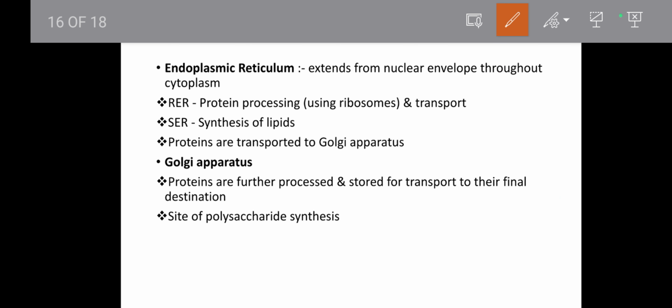Endoplasmic reticulum. It extends from nuclear envelope throughout cytoplasm. It contains rough and smooth endoplasmic reticulum. RER, that is rough endoplasmic reticulum, is involved in protein processing using ribosomes and transport. SER, that is smooth endoplasmic reticulum, is important in synthesis of lipids. The proteins which are synthesized in the endoplasmic reticulum are transported to the Golgi apparatus. So Golgi apparatus. Here, proteins are further processed and stored for transport to their final destination. So Golgi apparatus is the site of polysaccharide synthesis.